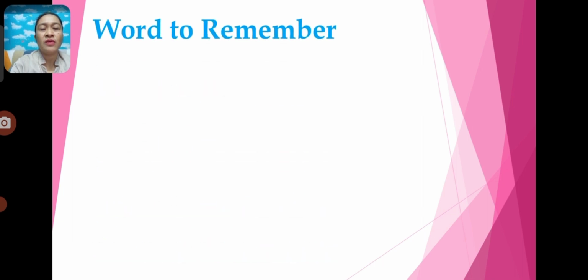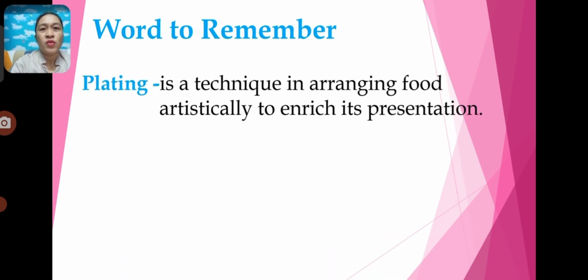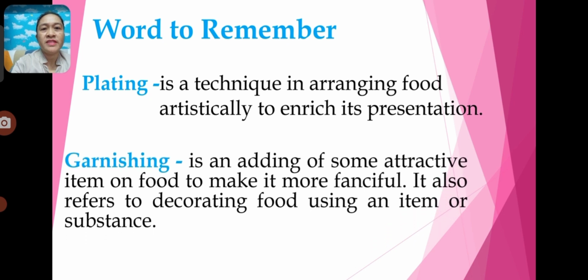Okay, so let's discuss first the different technical terms that you will encounter in our lesson. So first we have plating. So when we say plating, it is a technique in arranging food artistically to enrich its presentation. So another term is garnishing. So garnishing means adding of some attractive item on food to make it more fanciful. So it also refers to decorating food using an item or substance. So usually we use an edible garnish. We use fruits and vegetables. Okay, so these are the two terms that you will encounter in this topic.